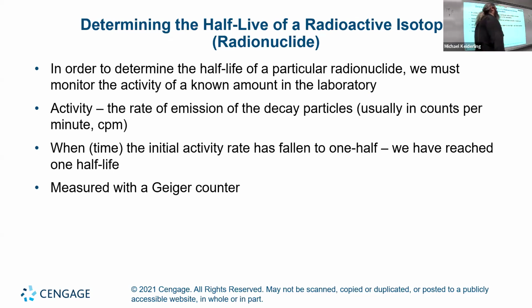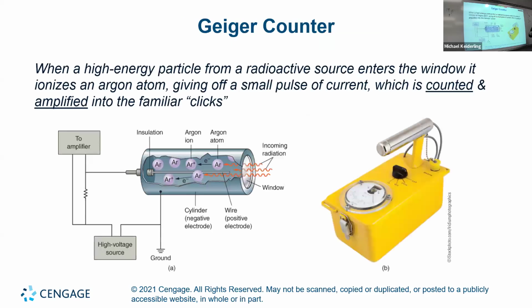So we can determine the half-life of a particular isotope by monitoring the activity of a known amount of that substance in the laboratory, and looking at the rate of emission of the decay particles. And when the initial activity rate has fallen to a half, we've reached 1 half-life. This can be measured in a number of ways. It's usually measured with something like a Geiger counter. For things with a very long half-life, you're not looking for a reduction by 1/2, but a reduction by a known amount. You can calculate how long it would take to get down to 1/2.